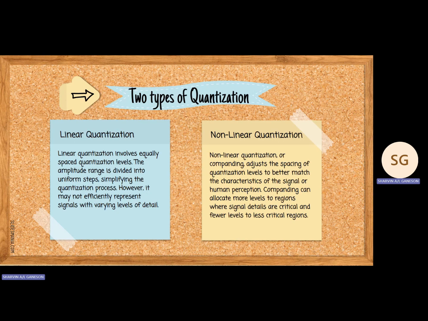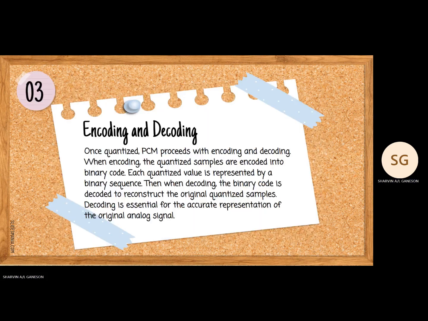Nonlinear quantization, or companding, adjusts the spacing of quantization levels to better match the characteristics of the signal or human perception. Companding can allocate more levels to regions where signal details are critical and fewer levels to less critical regions. Then we have encoding and decoding.